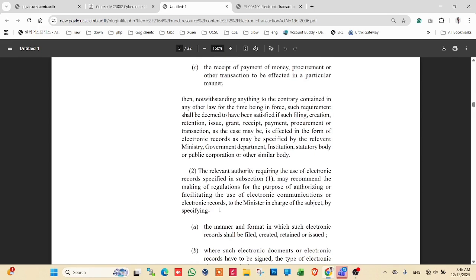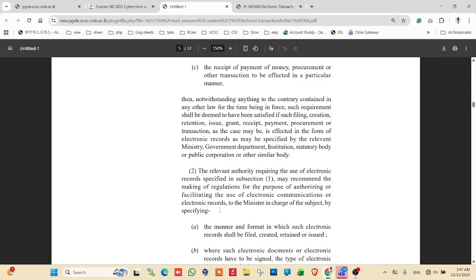to the contrary contained in any other written law, and I have marked the thing in red, that is the amendment. Section 6 changes "contained in any other law" to "contained in any other written law", right? For the time being in force, such requirement shall be deemed to have been satisfied in such filing, creation, retention, issue, grant, receipt, payment, procurement or transaction as the case may be, if effected in the form of electronic records, documents, data message or any other communication as may be specified by the relevant ministry, government department or body.